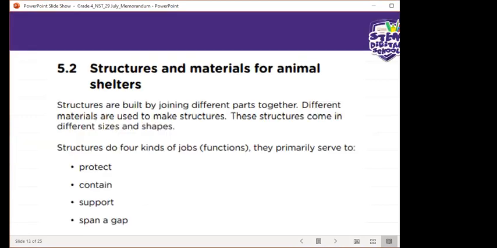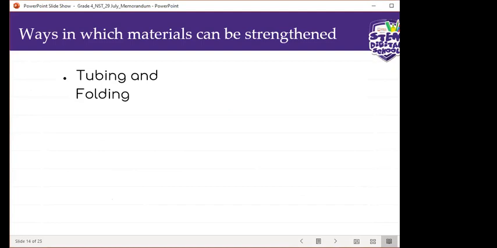Okay, so you guys would remember, this is exact straight from the Siyavula textbook. This was for the question that was asking about the function of structures. So we see here that structures do 4 kinds of jobs. They primarily serve to protect, contain, support, as well as span the gap, right? And then ways in which materials can be strengthened. We mentioned tubing and folding. Remember, guys, I gave you an example of how you can just roll your paper into a tube, and that makes it stronger. Okay, so that is what we mean by tubing, Unati.